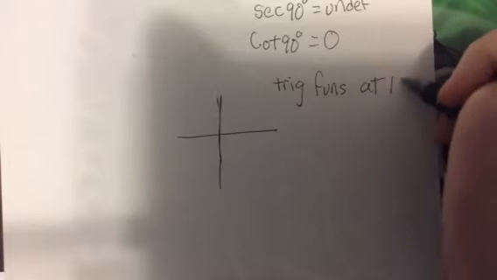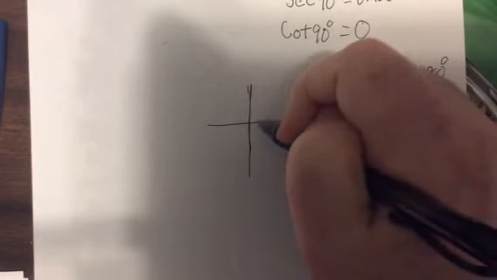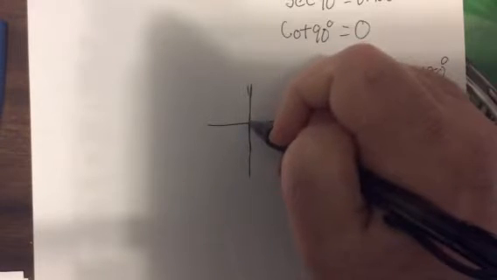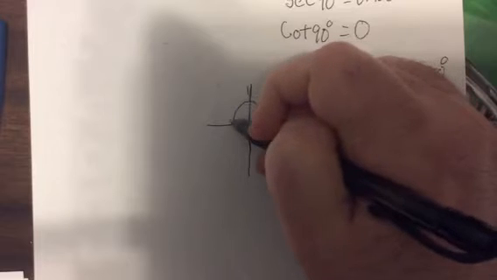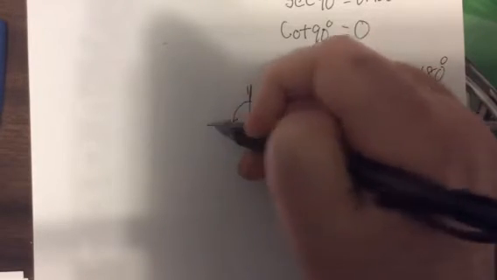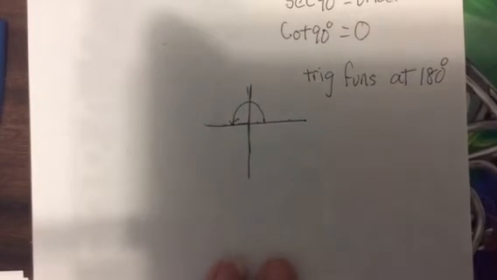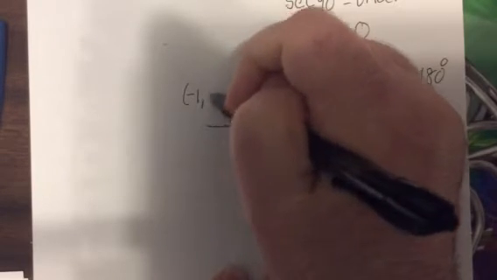at 180. Now, I like to make a drawing. So we always start here, vertex on the origin. Then, that's 180 degrees. So the terminal side would be right on the negative x-axis. I need to pick a point. It's better to pick the point 1 unit from the origin.